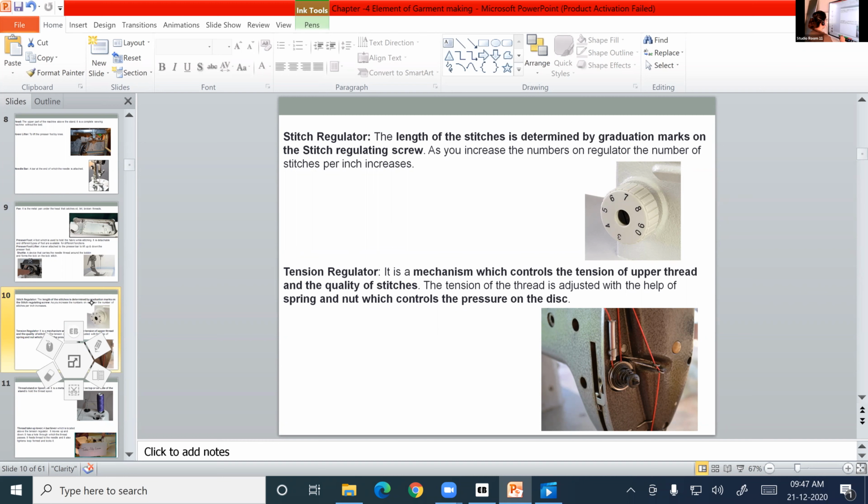Okay. And tension is a mechanism which controls the tension of the upper thread and the quality of stitches. So the tension regulator controls the tension of the upper thread and the quality of stitches. Understood? And the tension of the thread is adjusted with the help of a spring. You can see a spring here and a nut here, with the help of which we control the pressure on the disc.